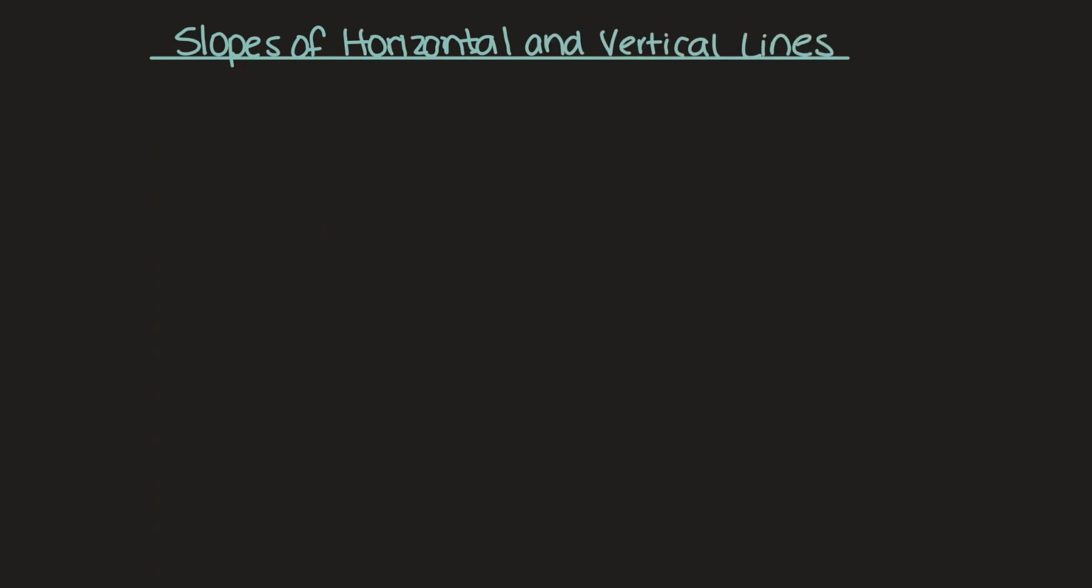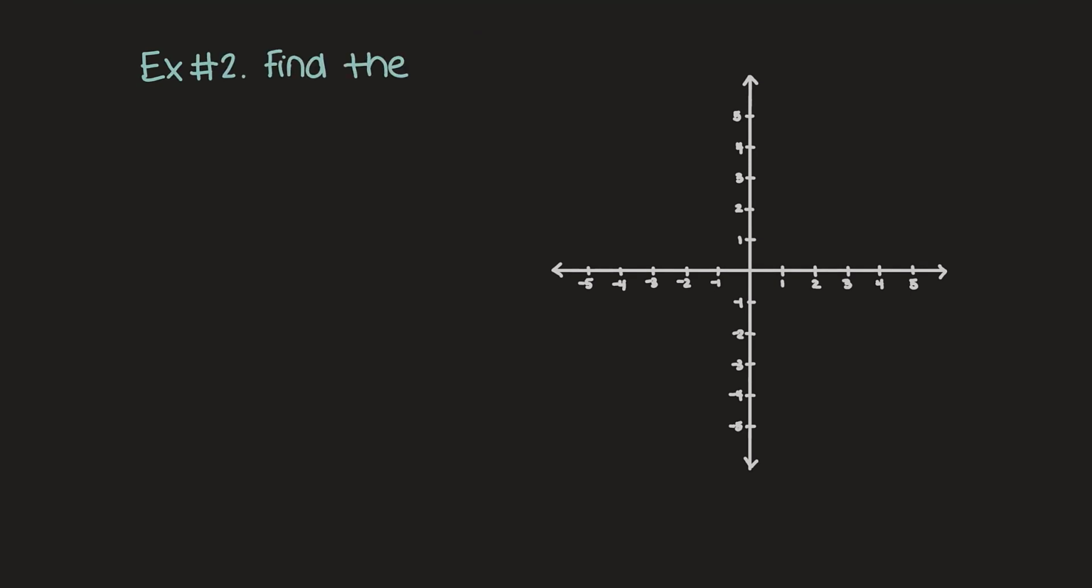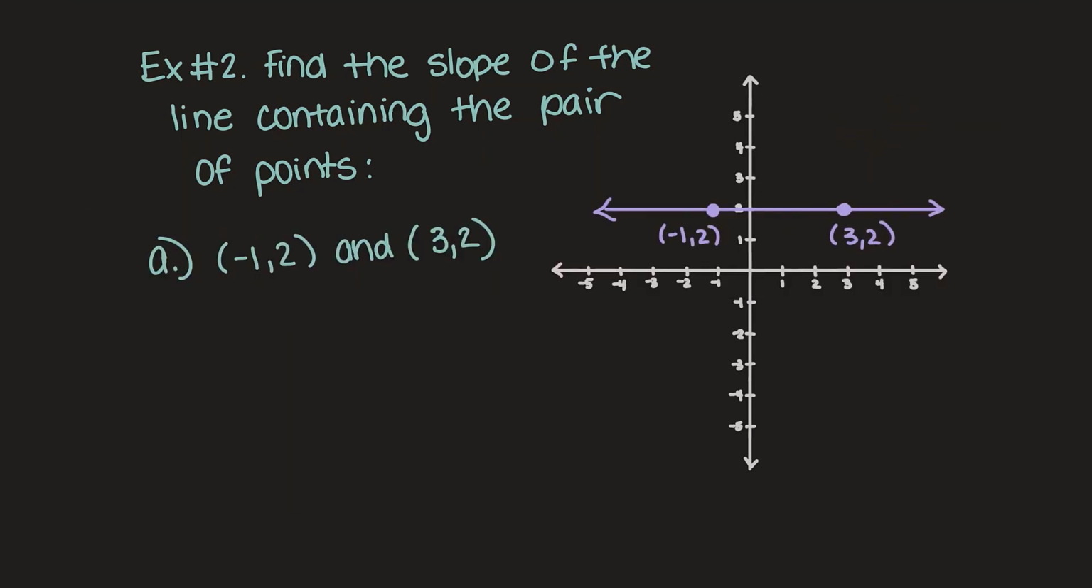Okay, now let's go over slopes of horizontal and vertical lines. Recall that a vertical line is of this form, and a horizontal line is of this form. So for example 2, let's find the slope of the line containing the pair of points (-1, 2) and (3, 2). Graphing this, we see that this is a horizontal line.